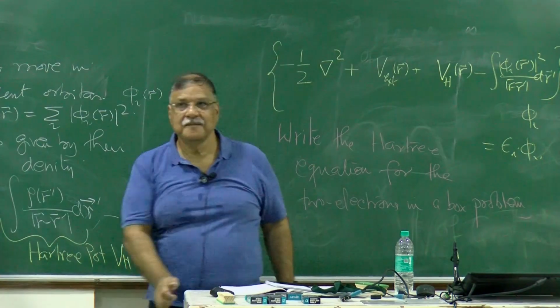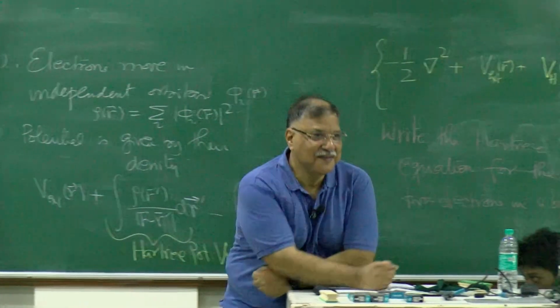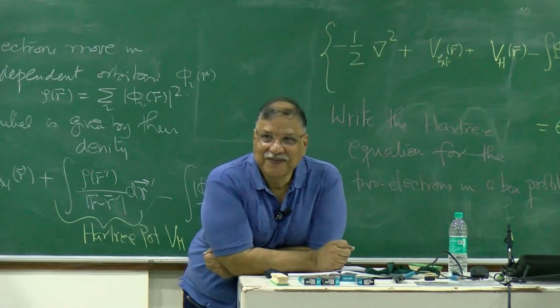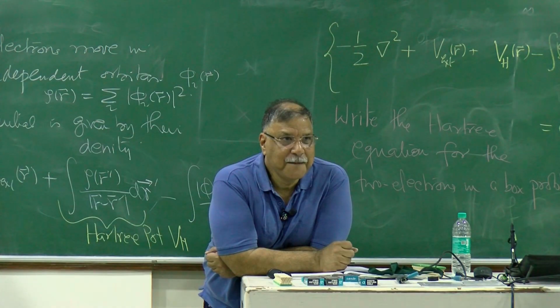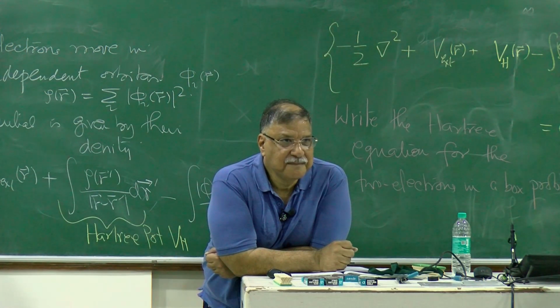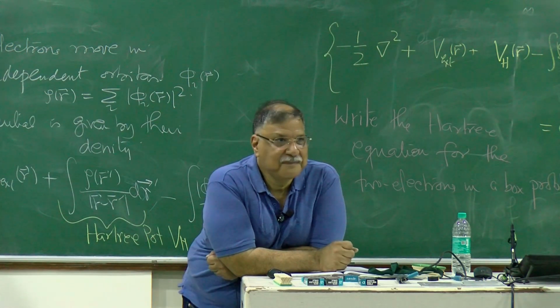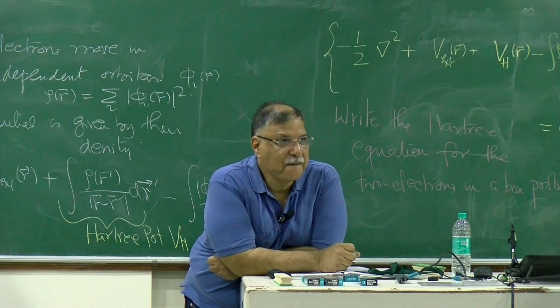Minus half del square phi I. My students are not supposed to be speaking. Equation for phi naught.